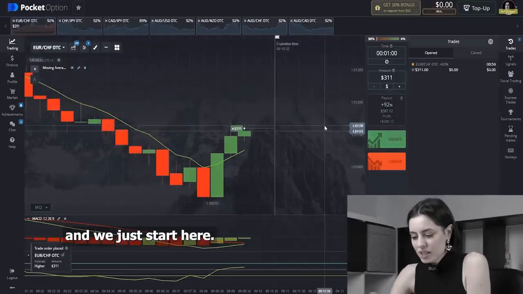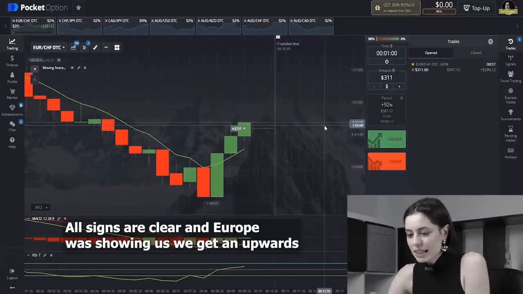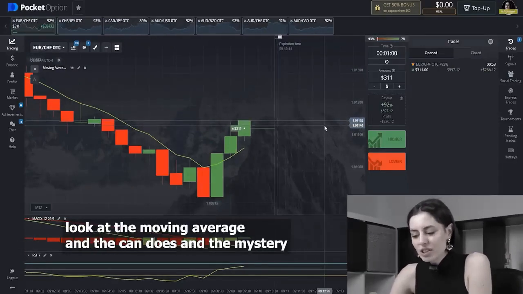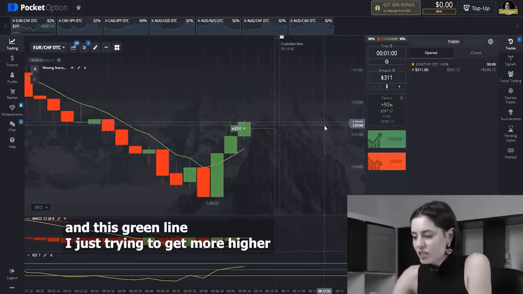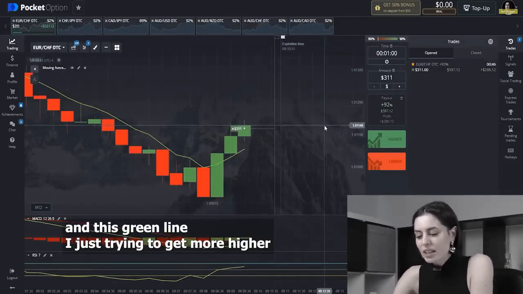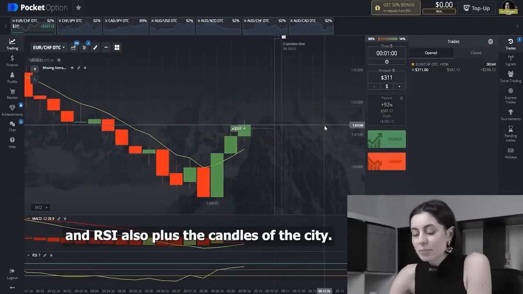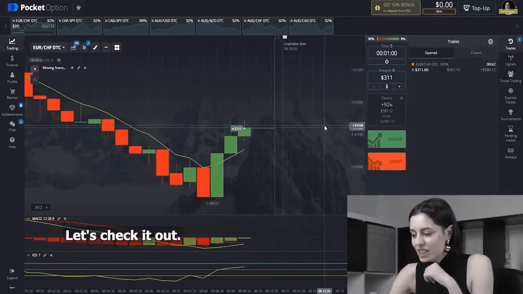And we're just gonna start here. All signs are clear and beautifully showing us we're getting upward. Look at the moving average and the candles and the MACD, and this green line is trying to get higher, and RSI also, plus the candles of the MACD. Let's check it out.